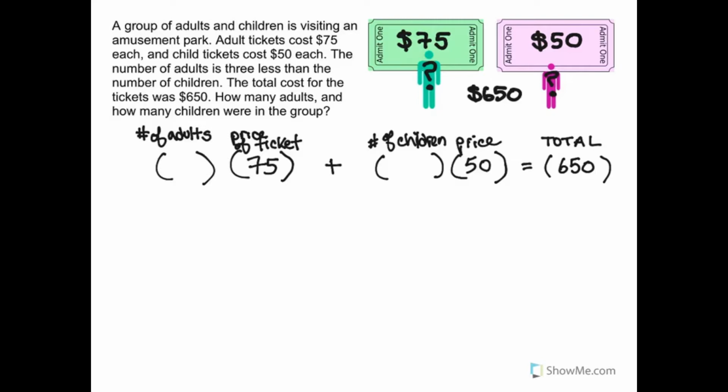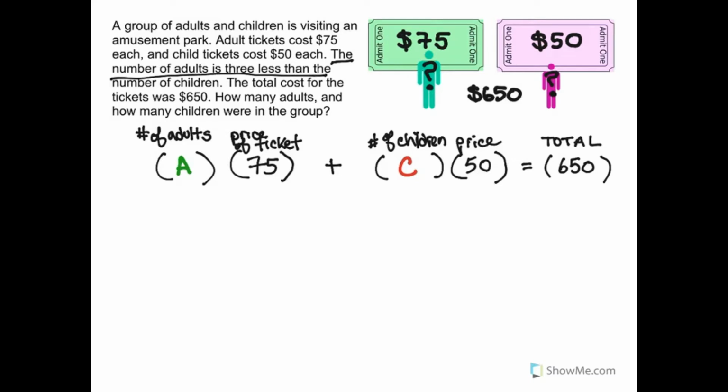So we filled in the numbers, but what about the number of adults and the number of children? Well, it should occur to you to use a variable there. Let's call the number of adults A, and the number of children C. So now we have an equation. It says that 75 times the number of adults A plus 50 times the number of children C equals 650. But the problem is we can't solve an equation with 2 variables. So this is the place where we're going to use the relationship between the 2 variables.